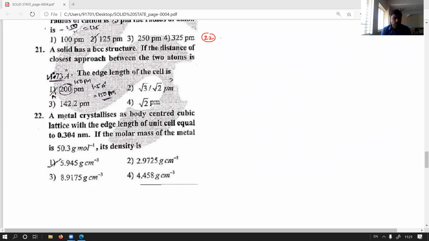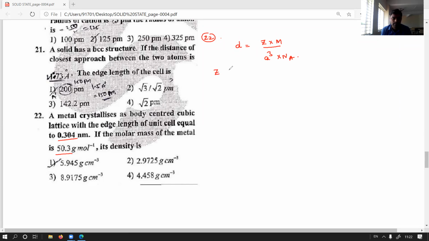The 22nd question: a metal crystallizes as a body centered cubic lattice. The edge length of the unit cell is equal to 0.304 nanometers. The molecular mass of the metal is 50.3. Then the density is what they ask. For this case, the density of the unit cell D is equal to Z into M by a cube into Na, where Na is the Avogadro number. The density we need to calculate.